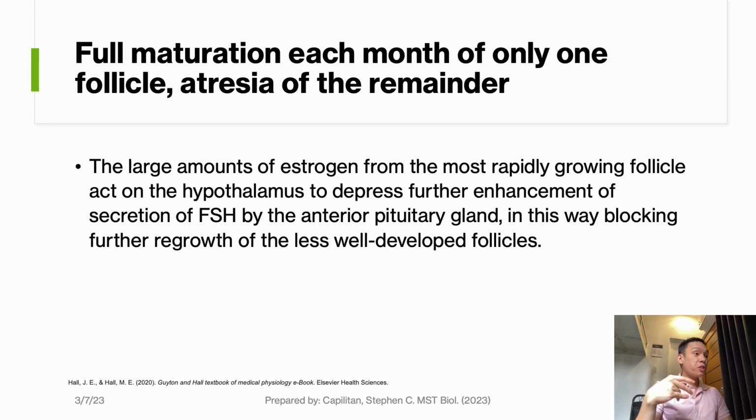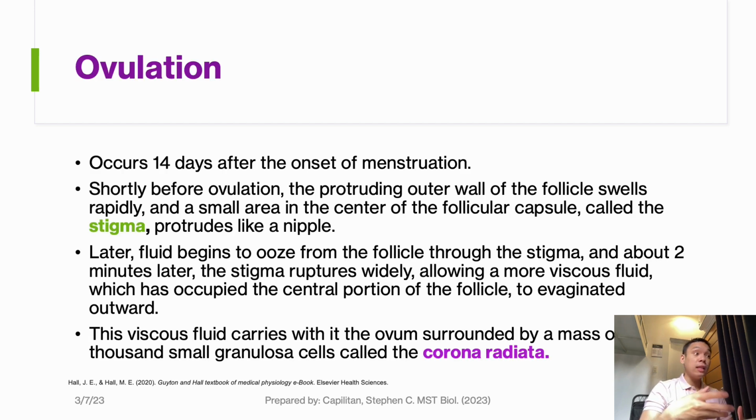With full maturation each month of only one follicle and atresia of the remainder, large amounts of estrogen form from the most rapidly growing follicle, acting on the hypothalamus to further enhance the secretion of FSH by the anterior pituitary gland. In this way, they will block further regrowth of the less developed follicles. Now we talk about ovulation.